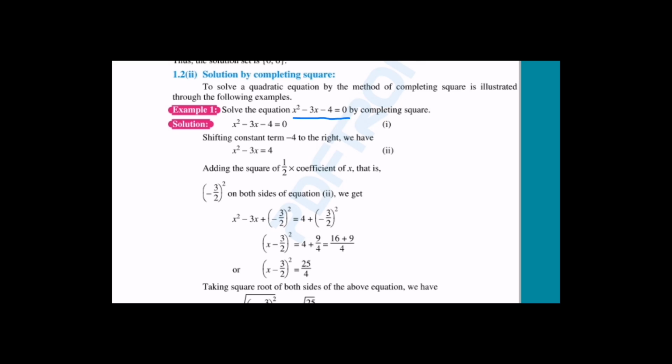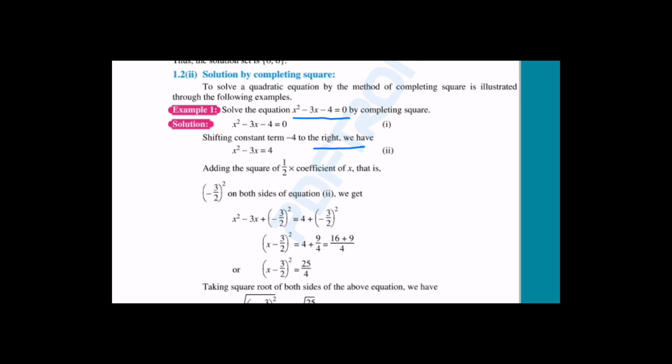In the second step, we have to make the coefficient of x square as 1. The coefficient of x square is already 1. In the third step, shift the constant term minus 4 from the left hand side to the right hand side. So the equation becomes x square minus 3x equal to 4. After that, add the square of half the coefficient of x.